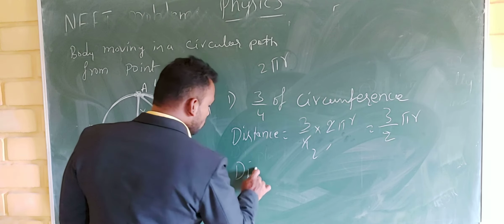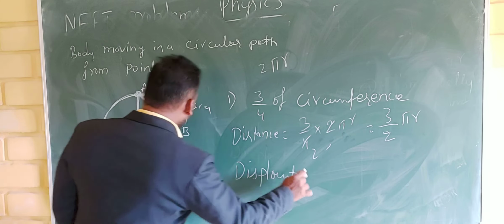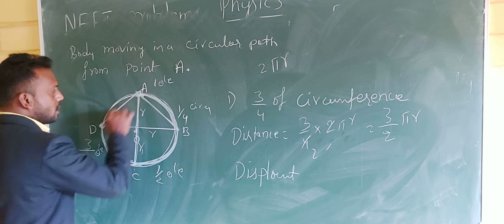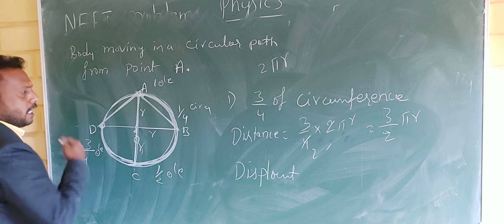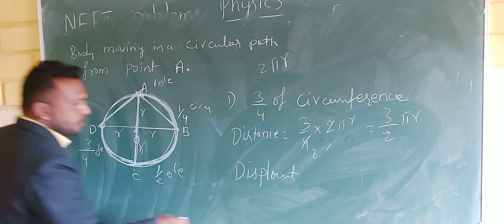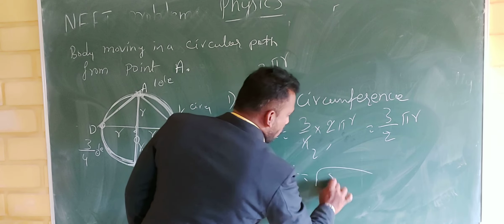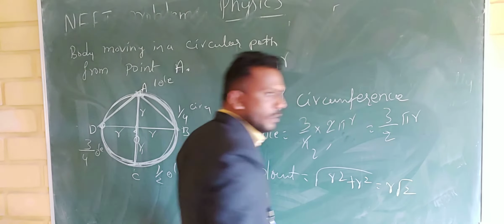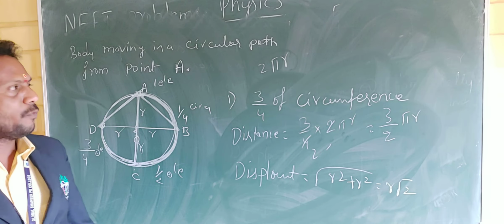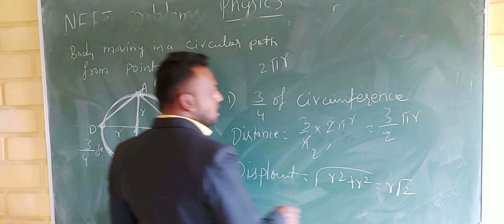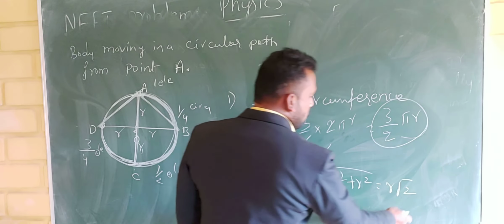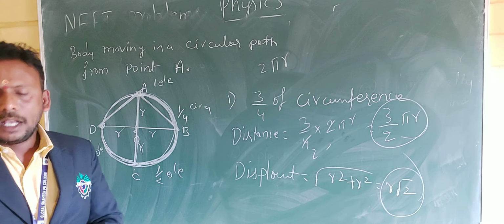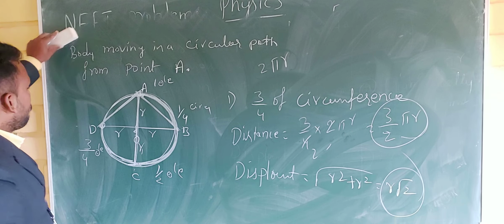Displacement: the initial position is A, the final position is D. Therefore, the shortest distance between them is AD. This is also R and R. Displacement is the square root of R square plus R square, that is R root 2. If the particle covers 3 by 4 of its circumference, distance is 3 by 2 pi r and displacement is R root 2. Clear? Next one.